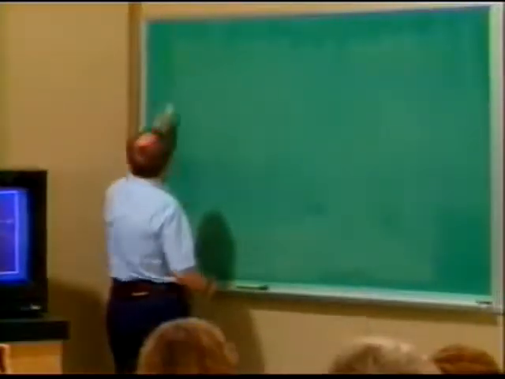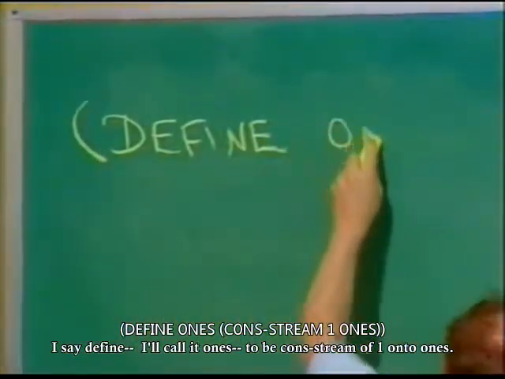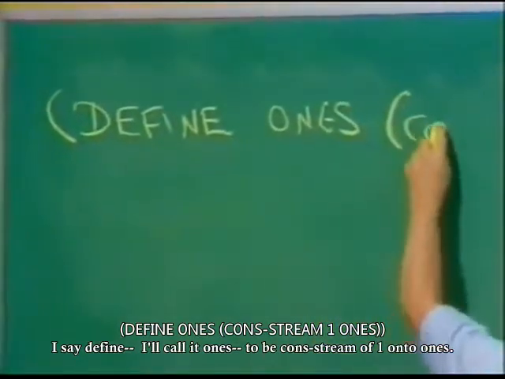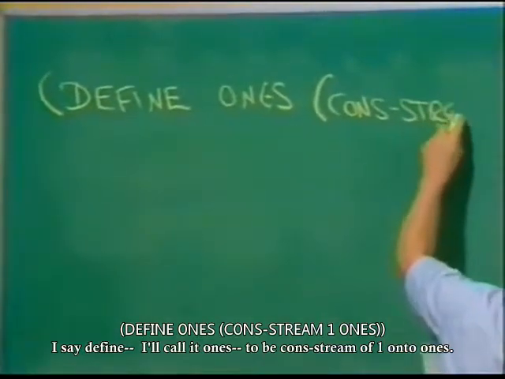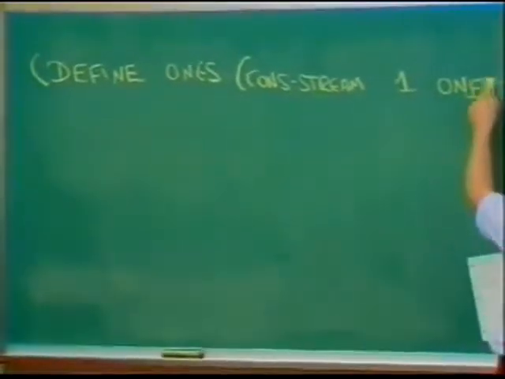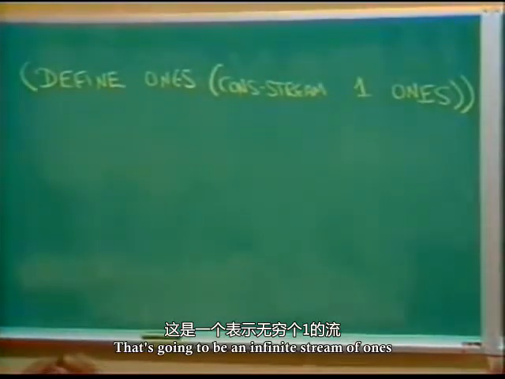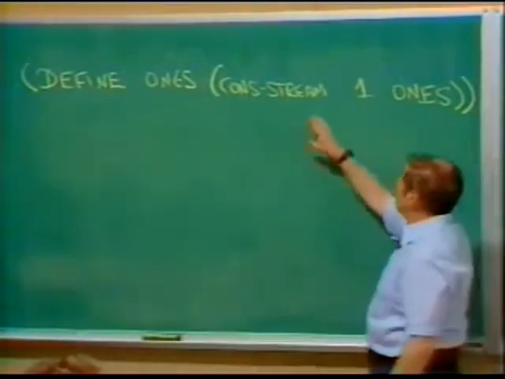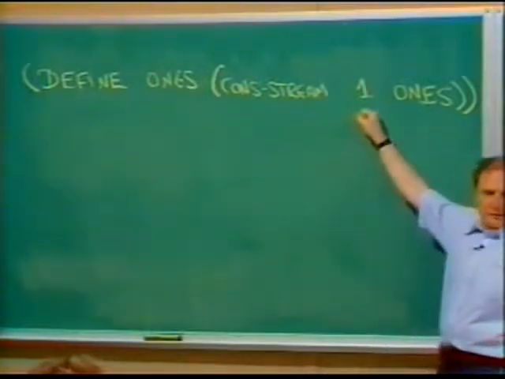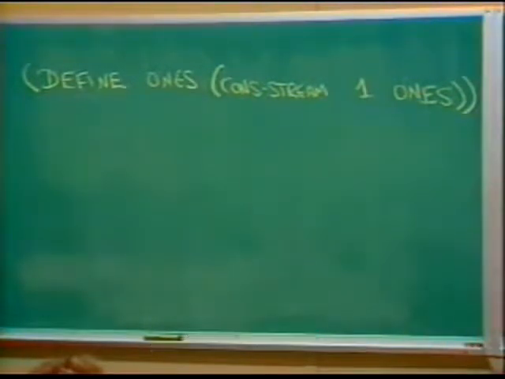Let's look at this. Suppose I write this. I say define, call it ones, to be cons-stream of 1 onto ones. And what's that? That's going to be an infinite stream of ones, because the first thing is 1, and the tail of it is a thing whose first thing is 1, and whose tail is a thing whose first thing is 1, and so on and so on. So that's an infinite stream of ones.